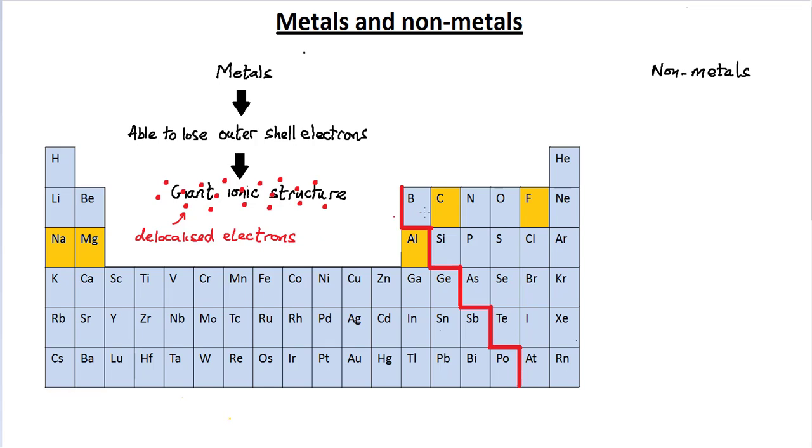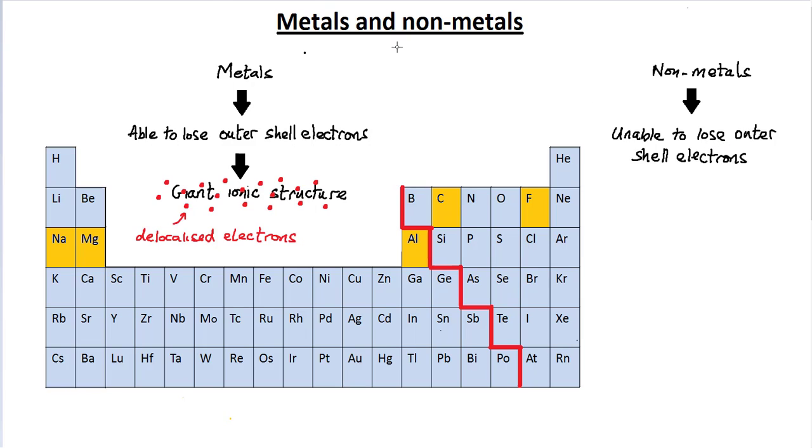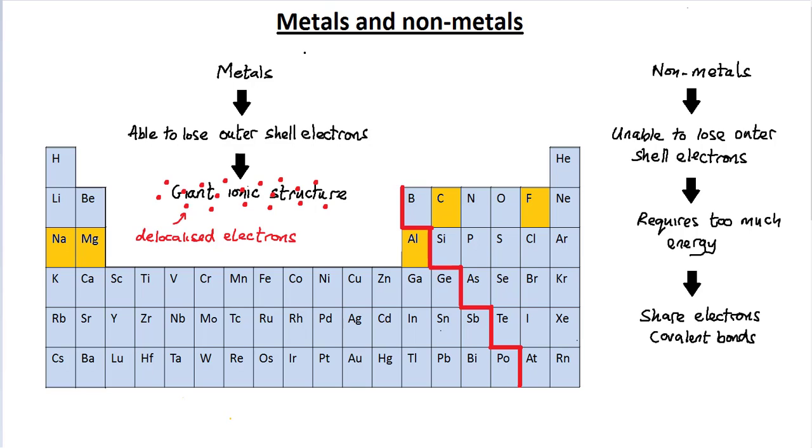So non-metals, on the other hand, are elements which are unable to lose their outer shell electrons because it requires too much energy. It's energetically uneconomic for them to do so. So instead, they take the option of sharing their electrons to form covalent bonds. So instead, they obtain stable structures or stable electronic configurations by sharing their electrons to form covalent bonds.